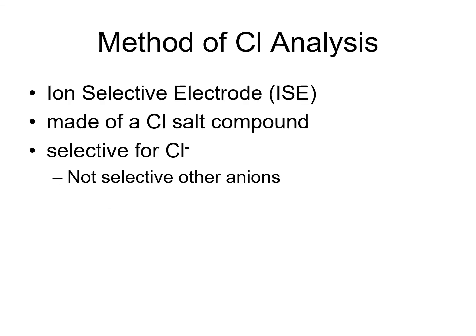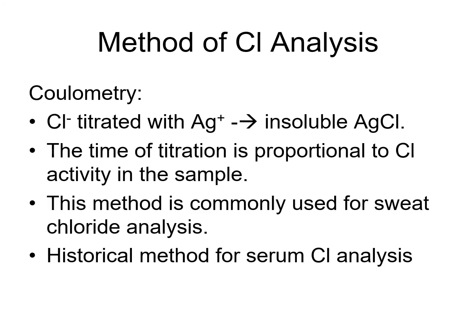Chloride is also possibly measured using ISE. But most of the time, the measurement can be done using coulometry. This is when chloride is titrated with silver ions that form a precipitate. The time of titration is proportional to the amount of chloride present in the sample. This is best used for the measurement of chloride in sweat. Historically, this is a very important method for chloride determination.